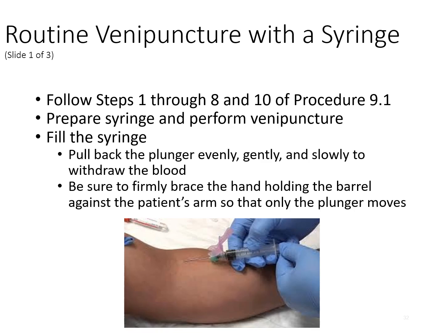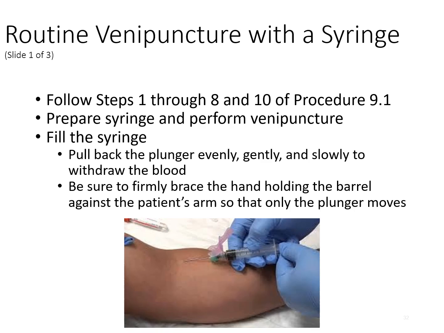If you go too fast, you can cause hemolysis of that sample and the patient will need to be redrawn. So make sure that you are not pulling too hard on it. Be sure to firmly brace the hand holding the barrel against the patient's arm so that only the plunger moves, because once again, we don't want that needle moving around in the patient's arm. Unlike the evacuated tube, the syringe does not automatically fill with blood, so it's up to us to gauge how hard we need to pull back.